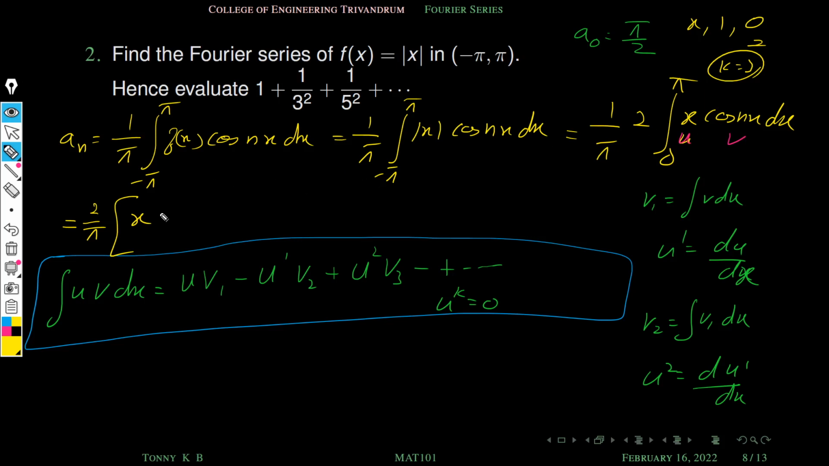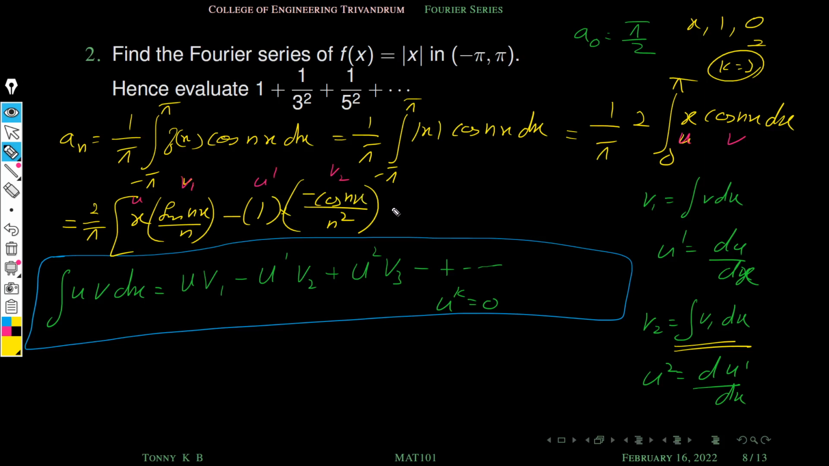What is the integral of cos nx? That is sin nx by n, right? So this is our v1, right? Minus u upper suffix 1. u upper suffix 1 means the derivative of u, that is 1, right? Into v2. What is v2? v2 is the integral of v1. So this entire quantity is v1. So what is the integral of sin nx by n, including this n? Its integral is minus cos nx by n square, because already one n is there. So this is our v2.